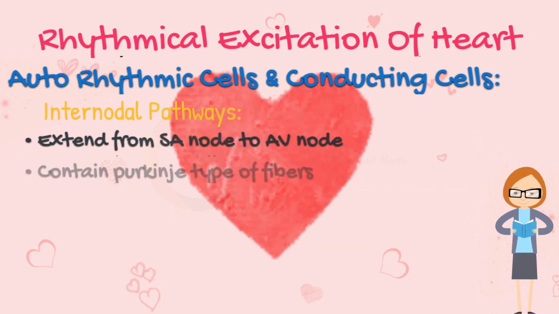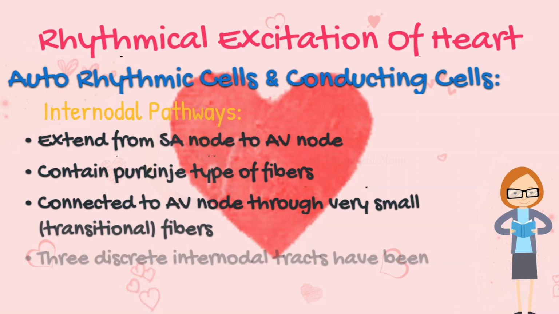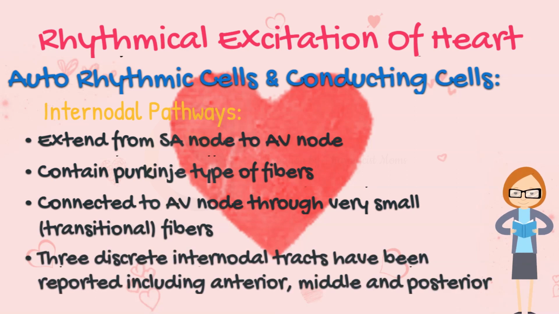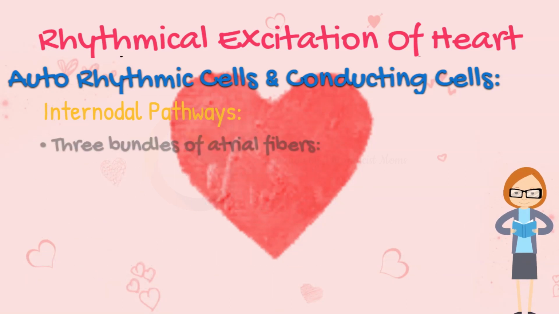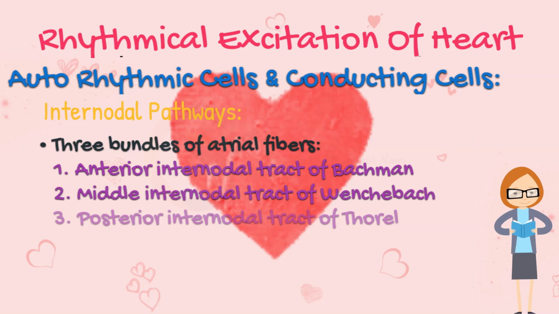Following them are internodal pathways. They extend from the SA node to the AV node. They contain Purkinje type of fibers. They are connected to the AV node through very small transitional fibers. 3 discrete internodal tracts have been reported, including anterior, middle, and posterior. The 3 bundles of atrial fibers include the anterior internodal tract of Bachmann, the middle internodal tract of Wenckebach, and the posterior internodal tract of Thorel.